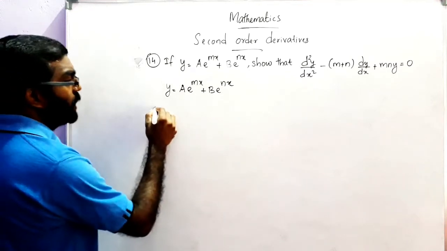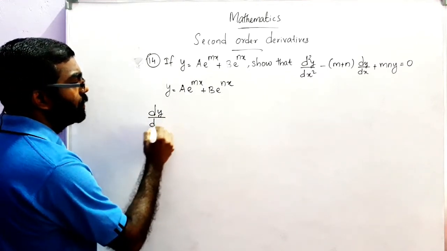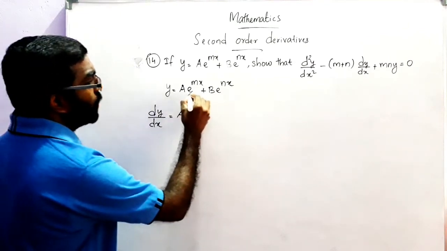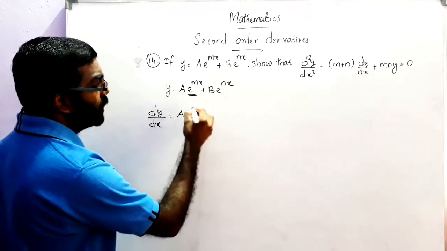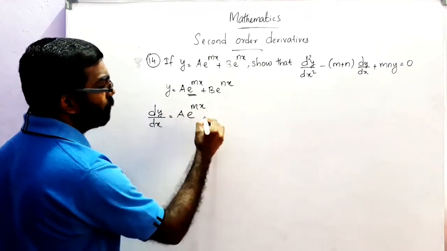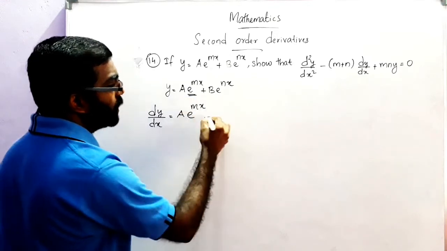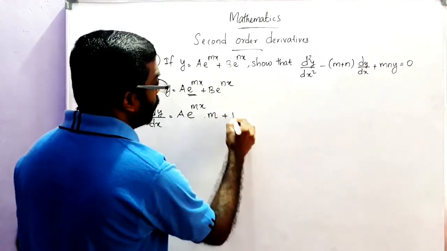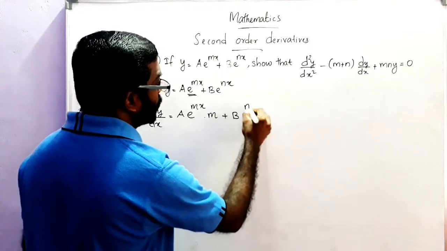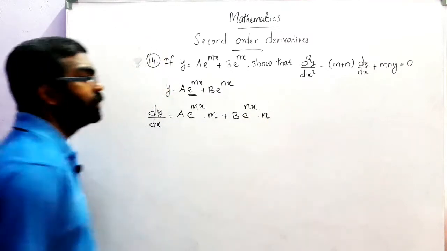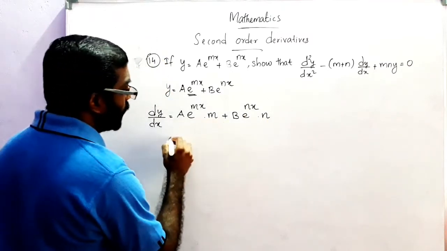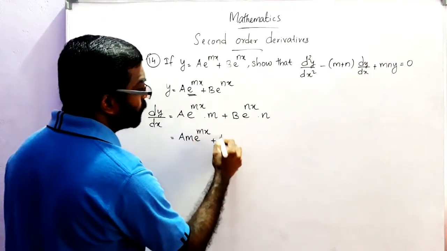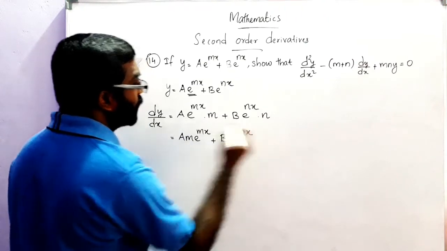So first we can find dy by dx, which is equal to a into the derivative of e raised to mx, since a is a constant. The derivative of e raised to x is e raised to x, so here e raised to mx into the derivative of mx, which is m. Then plus, here also b is a constant, so b into e raised to nx into n. So this can be written as a m e raised to mx plus b n e raised to nx.